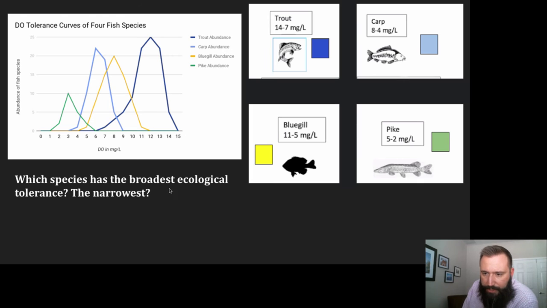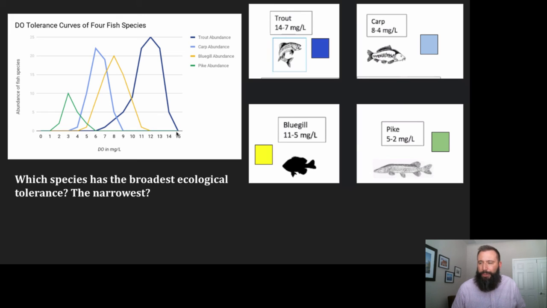Hey, which species has the broadest ecological tolerance? Which one has the narrowest? It's going to be the one that is taking up the most space on our x-axis. You can also find it over here too. Look, 14 minus 7 milligrams per liter is about 7 milligrams per liter of tolerance range for trout. So we're going to be able to have a pretty wide base down here, right?